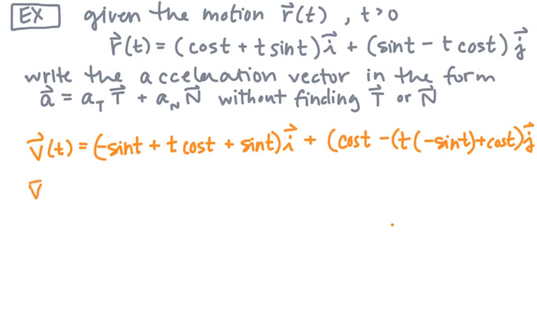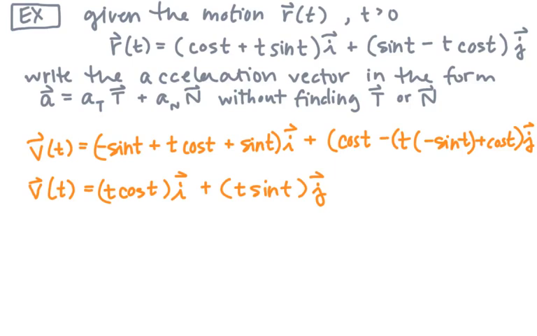My velocity vector, v of t, I'm going to have t cosine t times i. Here I have cosine t minus cosine t. Those go away, and this becomes positive sine t. So I have t sine t times my vector j.